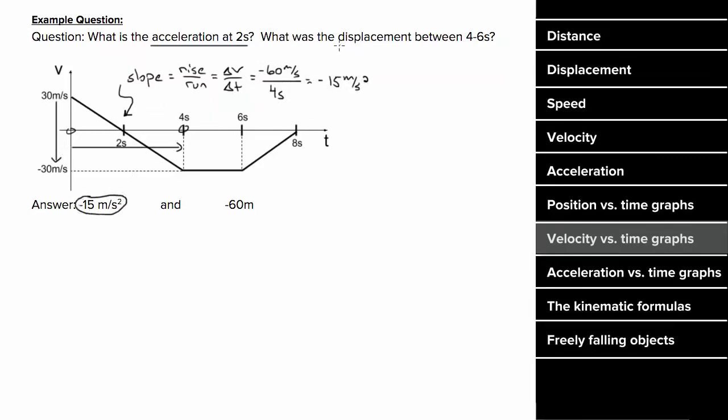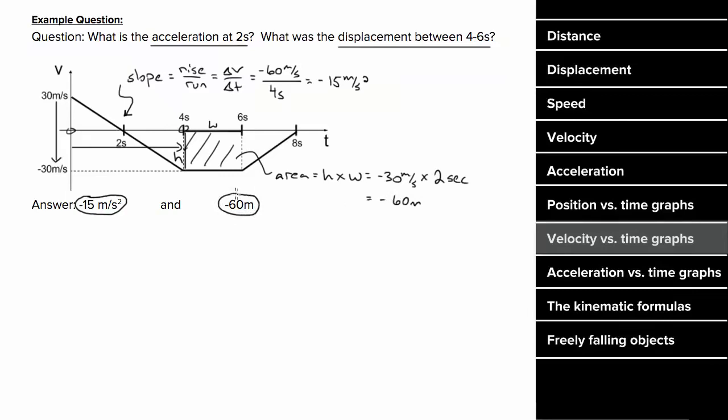And if we want to determine the displacement of the object between 4 and 6 seconds, we can determine the area under the graph between 4 and 6 seconds. The area under a rectangle is going to be equal to the height times the width. The height in this case is going to be equal to -30, and the width in this case is going to be equal to 2 seconds, which gives us an area of -60 meters, which means the displacement between 4 and 6 seconds was -60 meters.